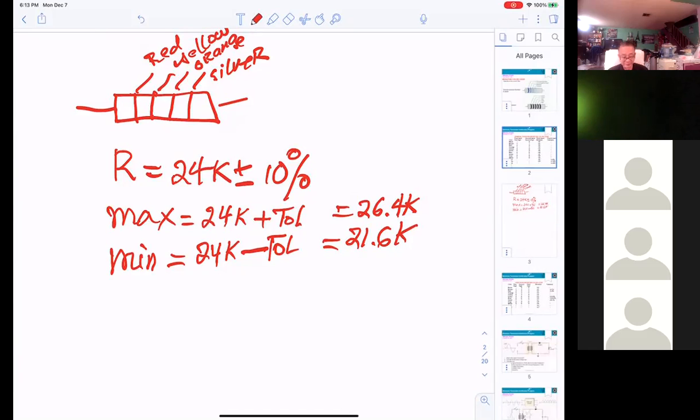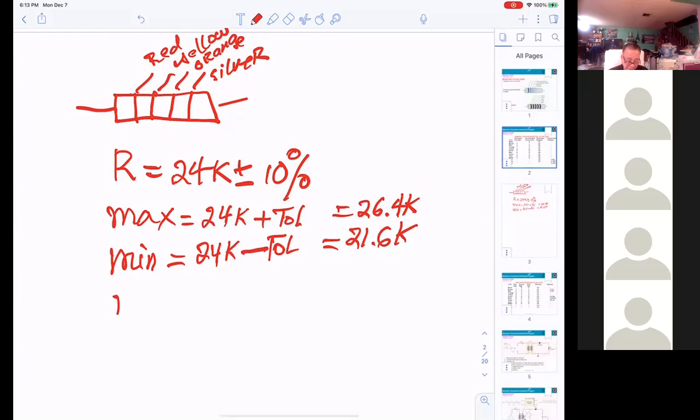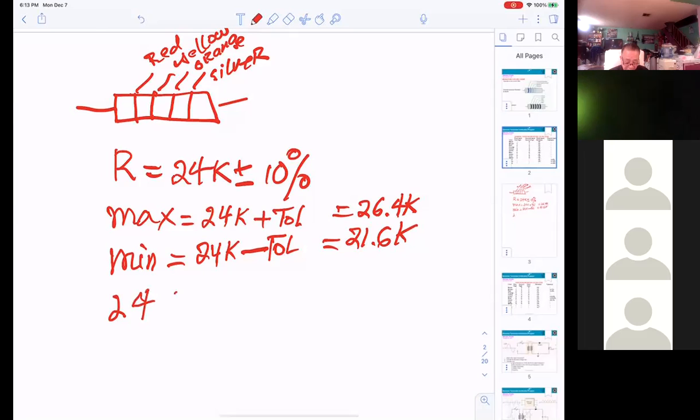You get that? No. What did you get, 24K? Yeah. Red is 2, yellow is 4, orange is 3. Okay, now, red, online calculator. Orange is 10 to the power of 3. Red will be 2, right? Right. Yellow will be 4, right? Yeah. 24, right?